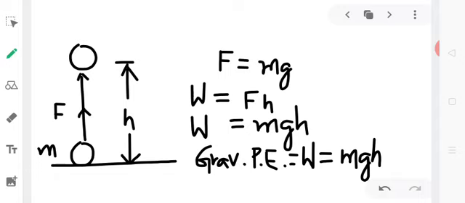Potential energy, or rather gravitational potential energy of a body, is said to be positive when work is done by the body in returning to its reference position. Similarly, gravitational potential energy of the body is said to be negative when work is done on the body to bring it back to the reference position.